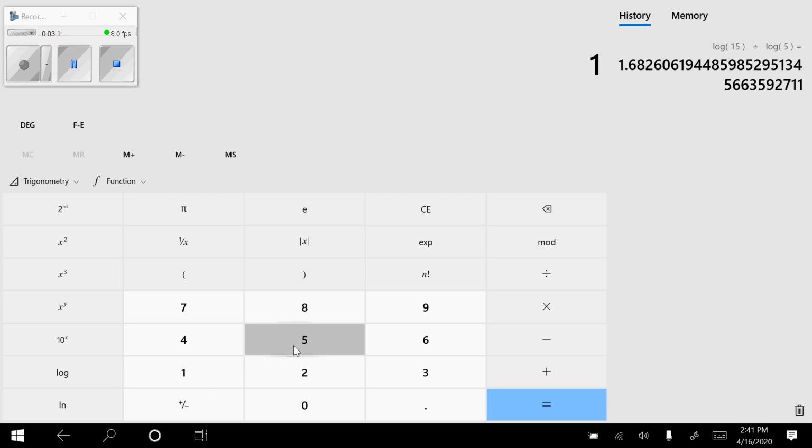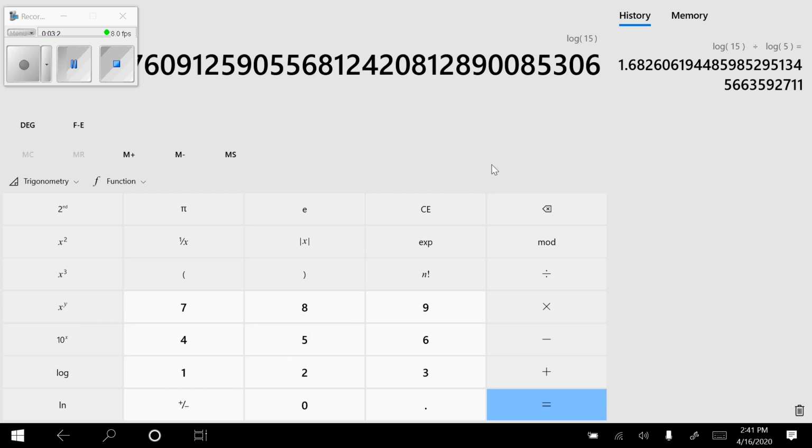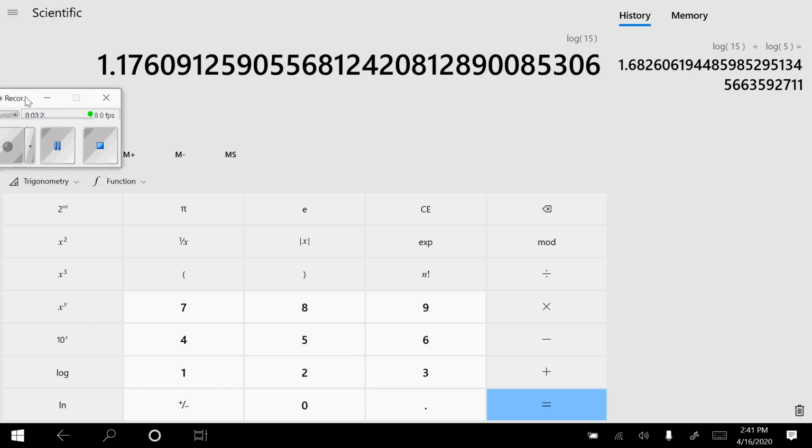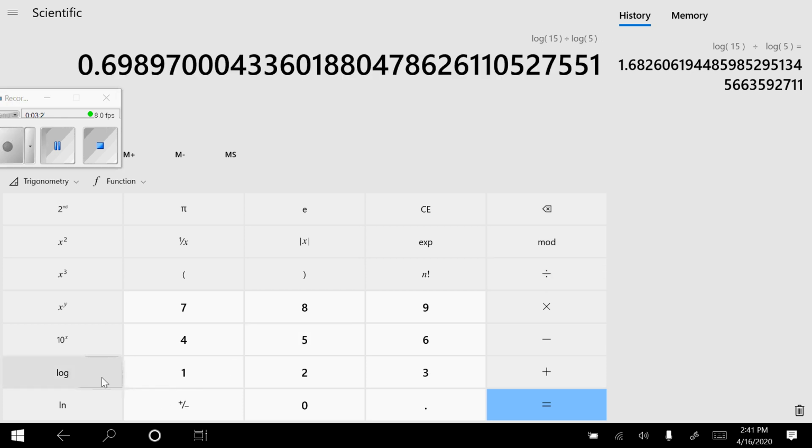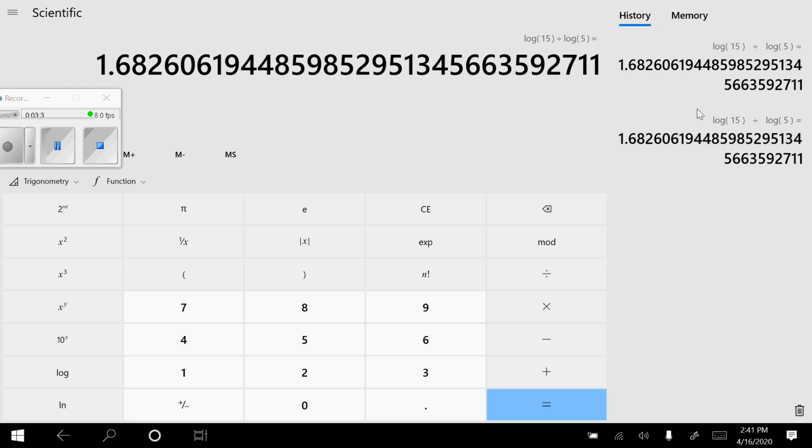So again, when I did this, you've got to be careful. You have to hit 15, then log. And this answer right here that's appearing is the log of 15. Now when I hit divide, I go 5 and then log. Right now the calculator shows the log of 5. It has not done the log 15 divided by log 5, so that's why I have to hit enter one more time, and now it actually did the full thing. And that's where I get the 1.68.